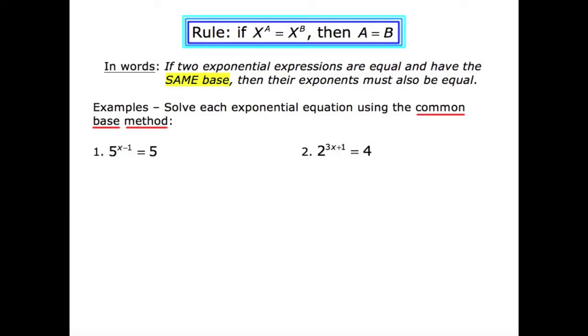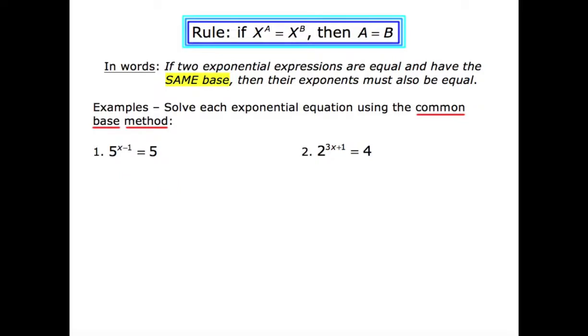On this slide, there's a rule that is revealed to us that says if x to the power of a equals x to the power of b, then a must equal b. In words, if two exponential expressions are equal and have the same base, then their exponents must also be equal.